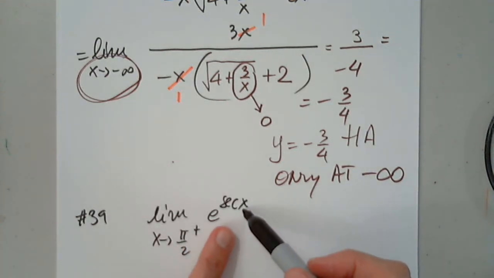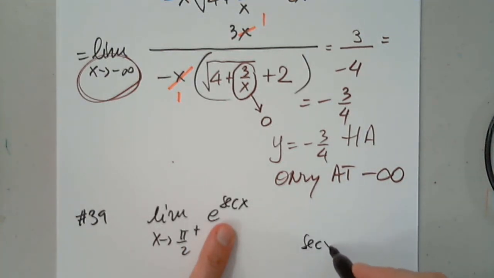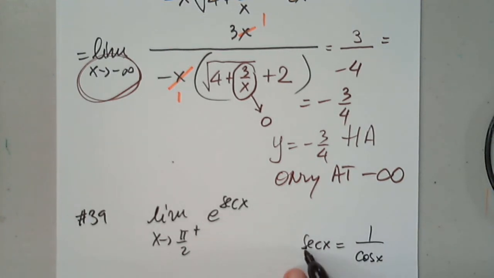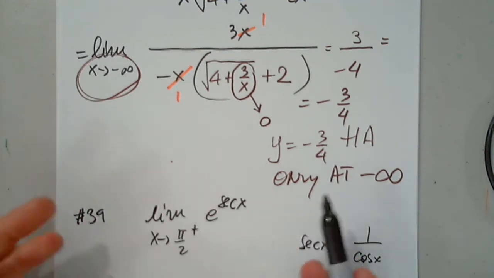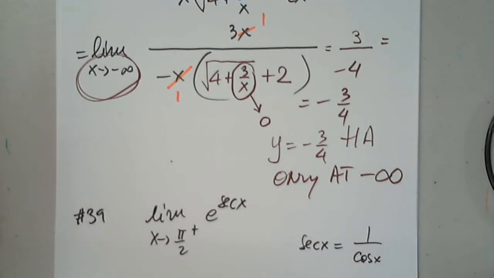We need to think in terms of secant x being 1 over cosine x. So remember: SC, secant, cosine; cosecant, sine; CS, SC, CS. Okay, that's how to remember this function. So how do I determine this? Well, I have to take it slowly.